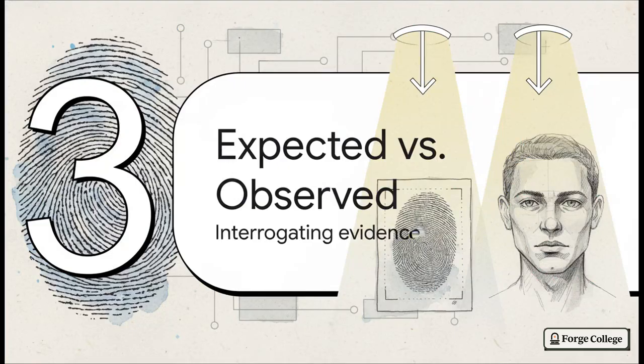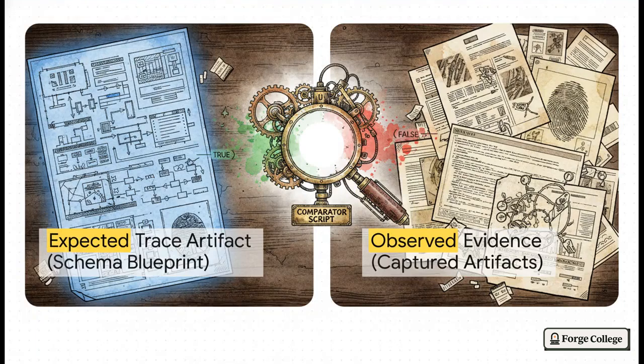Next up is Section 3, expected versus observed. Let's interrogate this evidence. It is officially time to put our evidence under the bright lights. On one side, we have our expected trace artifact. That's our technical blueprint. On the other side, we have our observed trace file, the raw evidence we just captured. To compare these without completely losing our minds, we use a simple JavaScript comparator script. This script takes the raw evidence, checks the total number of logs, counts the topics, and compares the decoded data directly against our expected schema. If it returns true, our contract is innocent. If it returns false, well, we've got a mystery to solve.